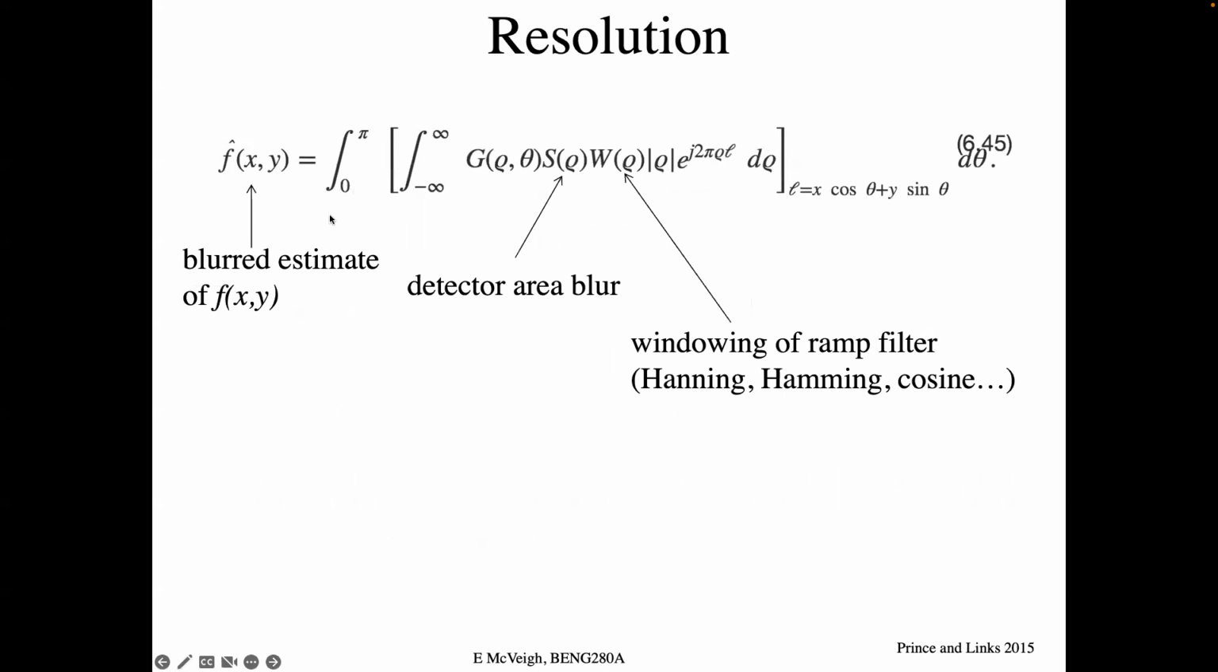So in the book Prince and Links, Jerry Prince writes down a few equations. One is for the basic elements of determining what the spatial resolution is proportional to. And so here's the equation that we have to get our function, to invert our function. And this is the Fourier transform in polar coordinates of our function.